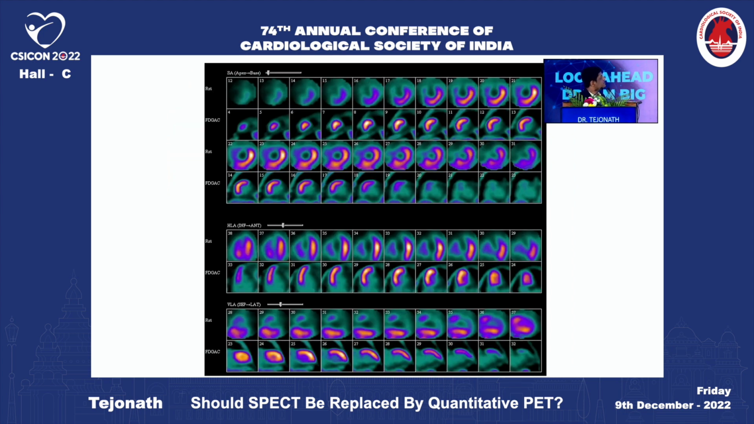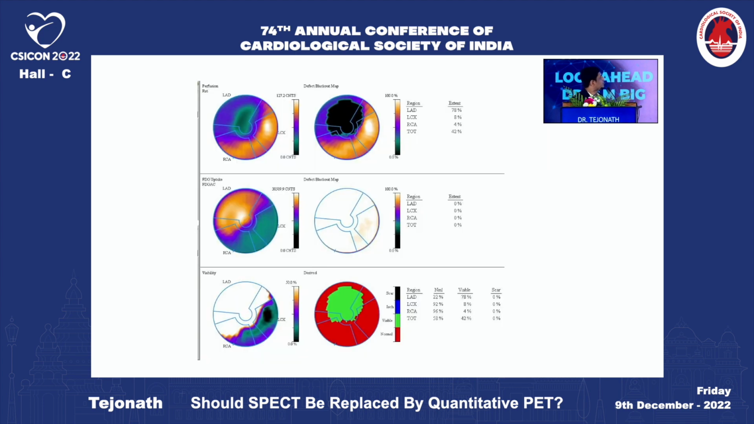And in this patient, the LAD territory which was showing a perfusion defect has uptake on FDG. This means that this is hibernating myocardium. If you look at the polar plot, there is significant reversibility here. The reversibility, in the sense that the perfusion defect is showing FDG uptake.